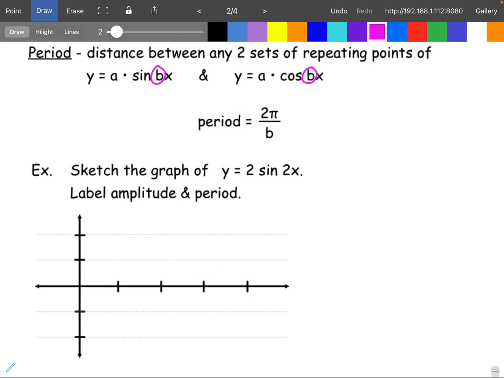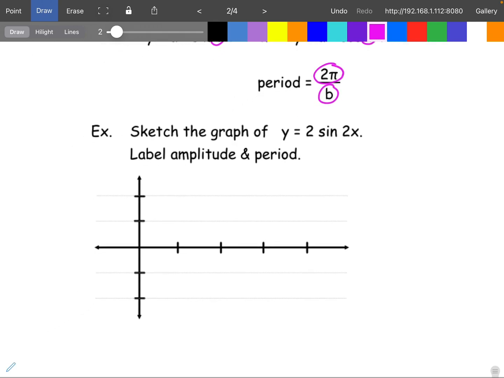So in order to get the period for your transformed function, you're going to take the original period, which is 2 pi, and you're going to divide it by whatever this b value is in front of the x. And that's going to give you the new period. Now, that's very important because the period of your transformed function is going to affect how we label the x-axis.